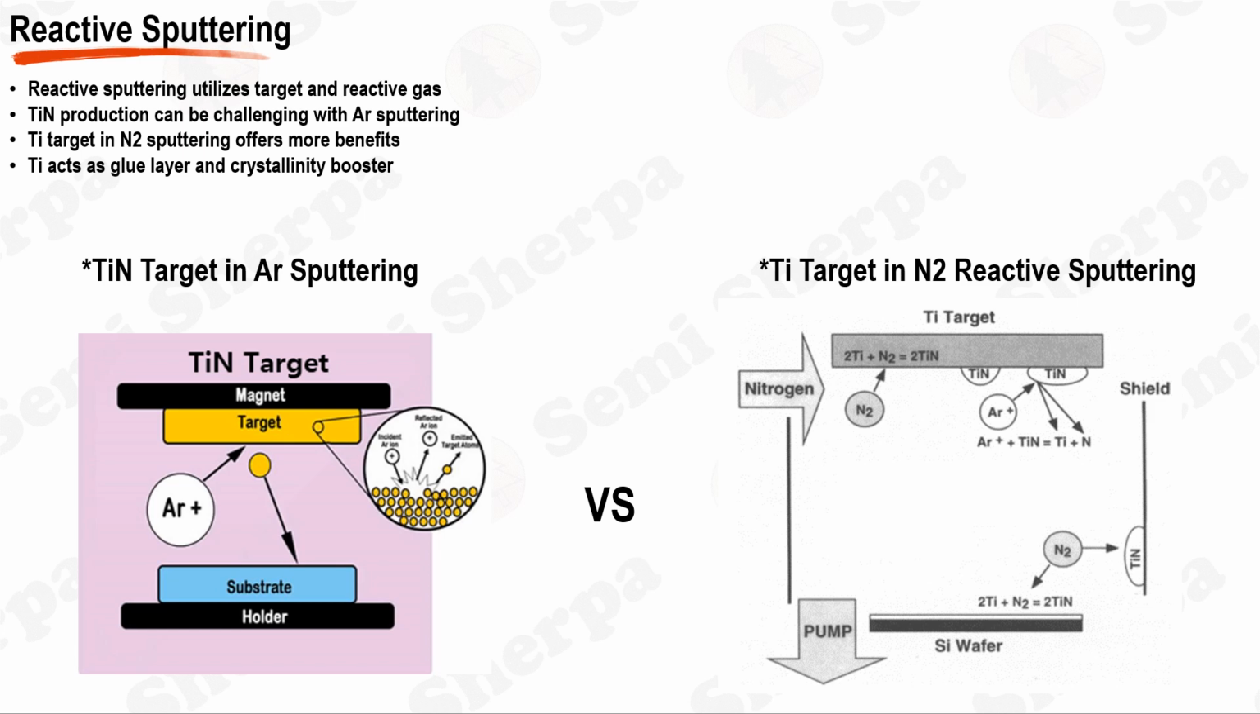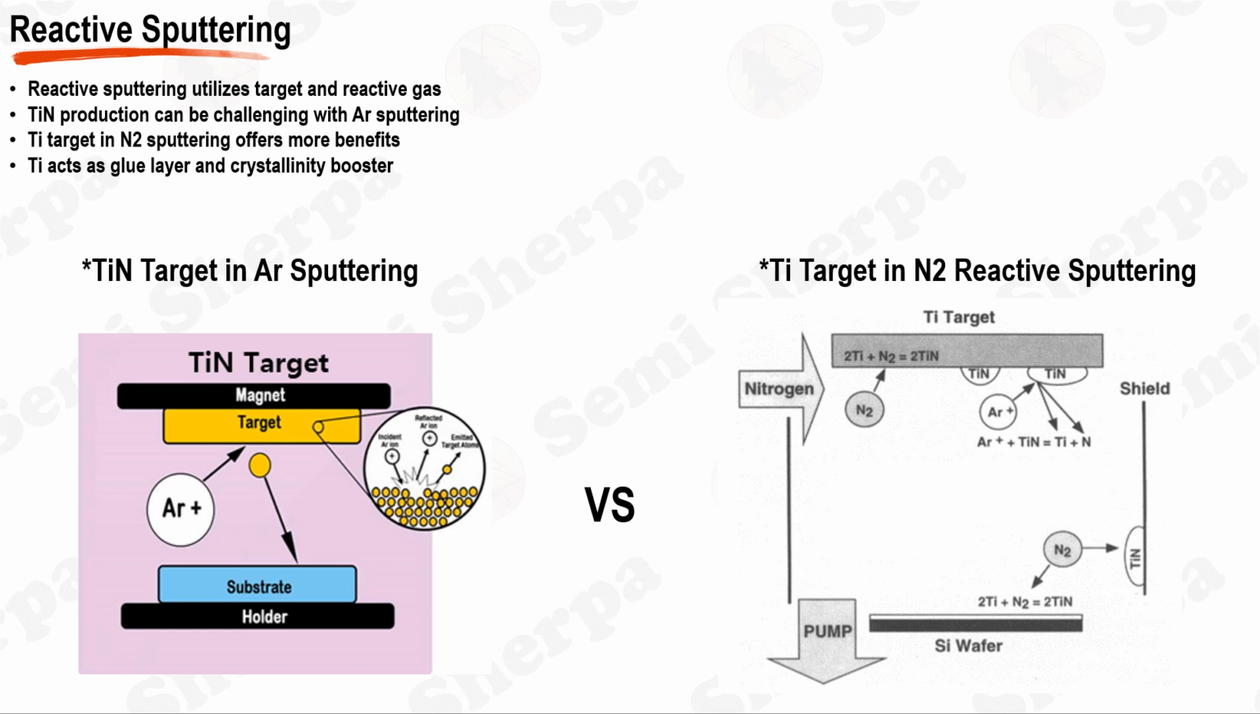This method allows the Ti atoms sputtered from the target to react with the nitrogen in the plasma, forming TiN on the wafer. The creation of a Ti target is relatively straightforward, generally achieved through milling, and the resulting target exhibits lower resistance. Furthermore, the sputtering yield of Ti is higher, making this process more efficient. Importantly, this method allows the deposition of both Ti and TiN films in a single chamber, thereby expanding its utility.